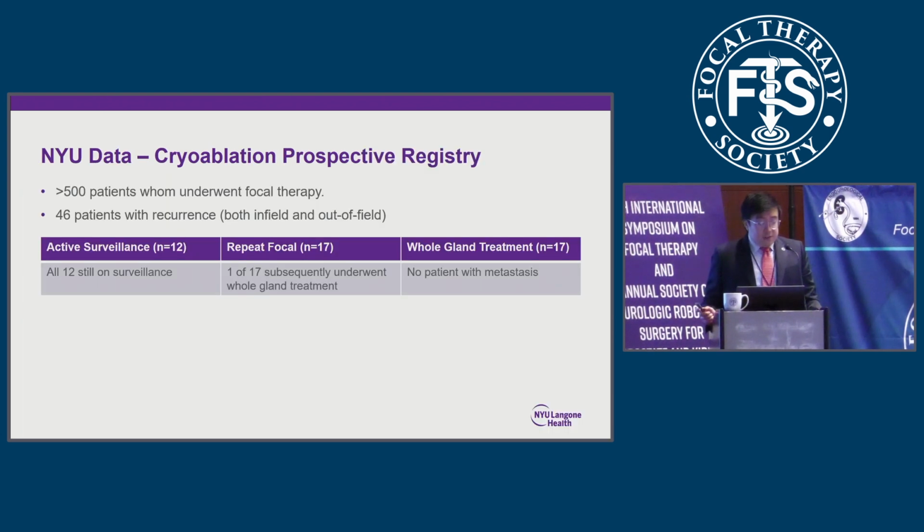So generally looking at our prospective registry on our cryoablation data at NYU, we've done more than 500 patients with about 46 recurrences. And I just wanted to show the audience that not all of these recurrences need to be treated. 12 of our patients are on surveillance, and then about 17 ended up with the second ablation. One of the second ablations failed, requiring him to get radiation. And in terms of whole gland therapy, 17 of them opted for whole gland therapy following the first ablation.